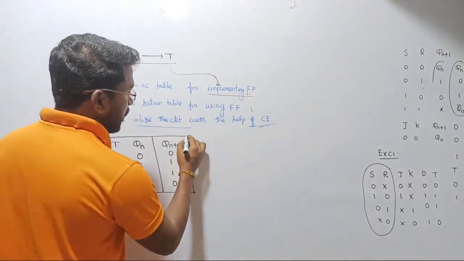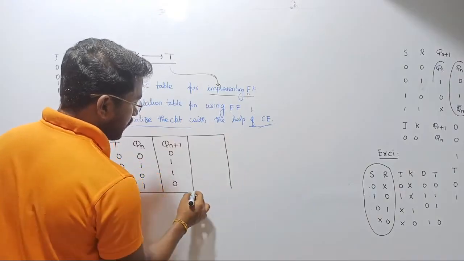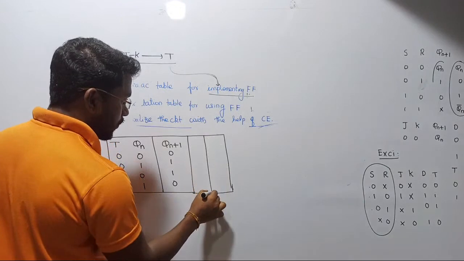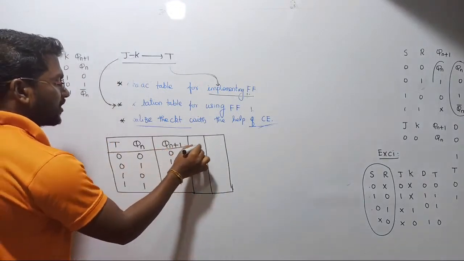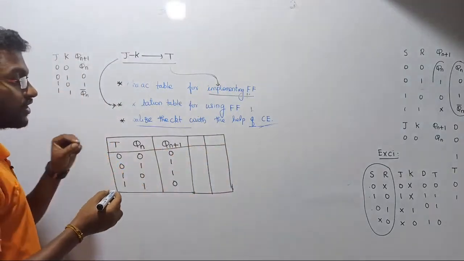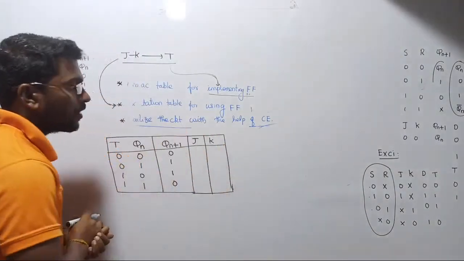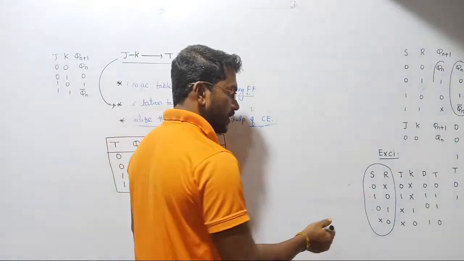Immediately we have to write the excitation table for the flip-flop that we are going to use. Which flip-flop are we going to use? We are going to use the JK flip-flop, right? So let us take the excitation table.